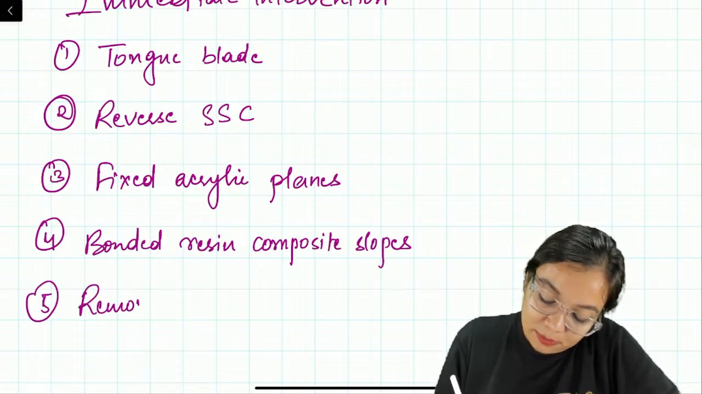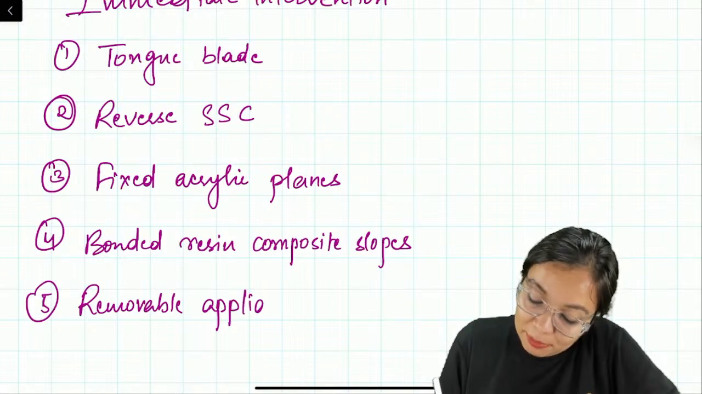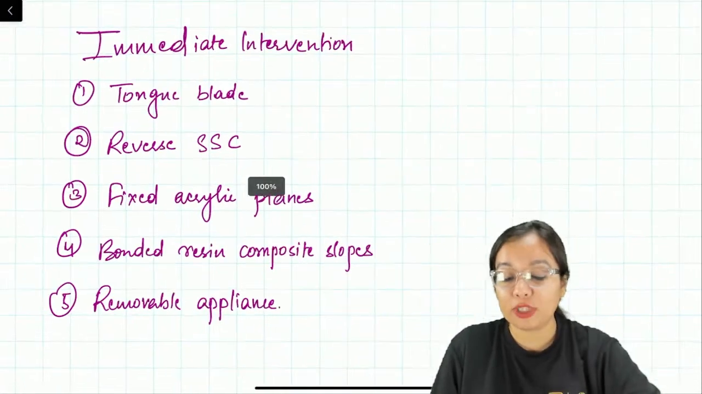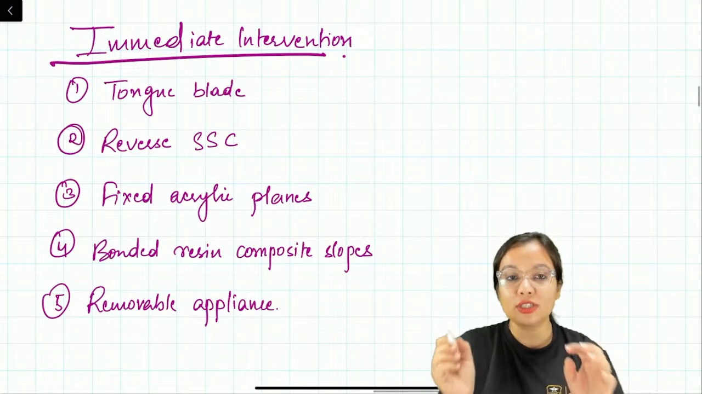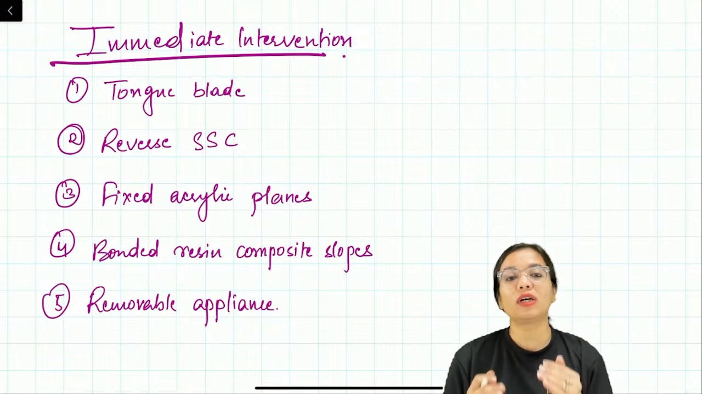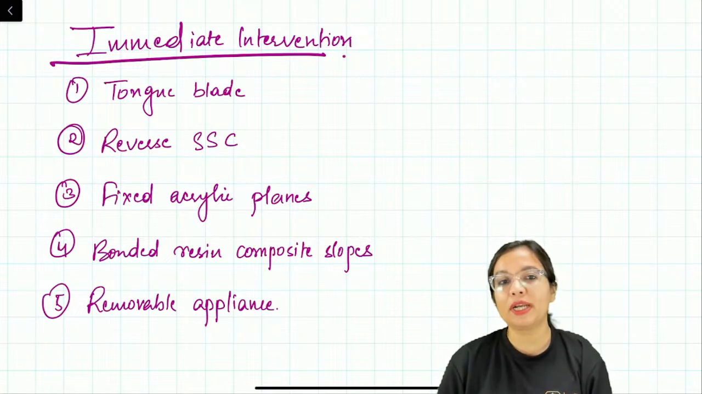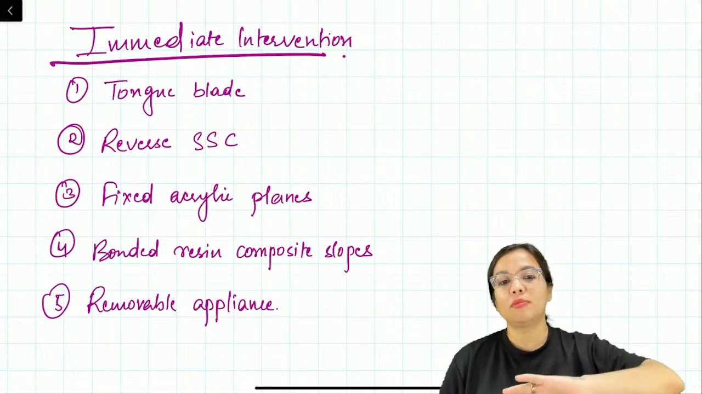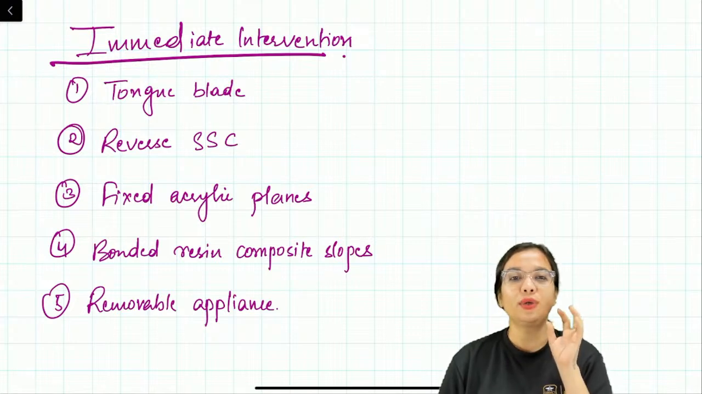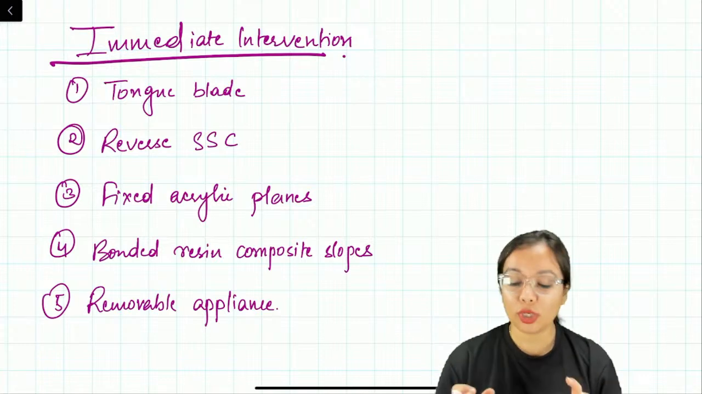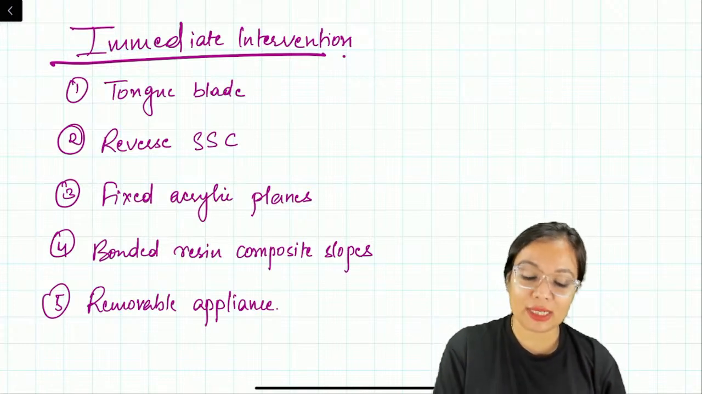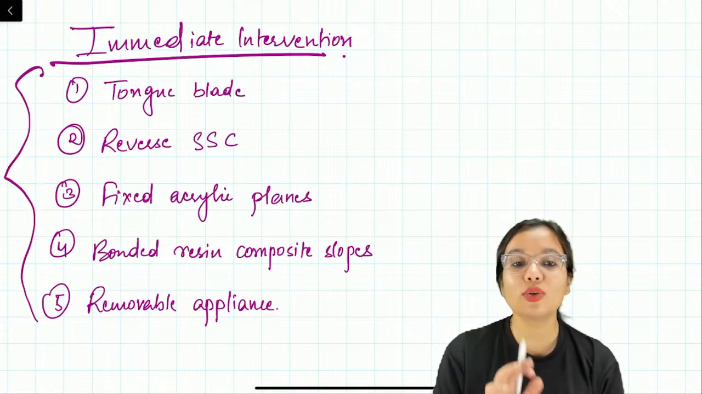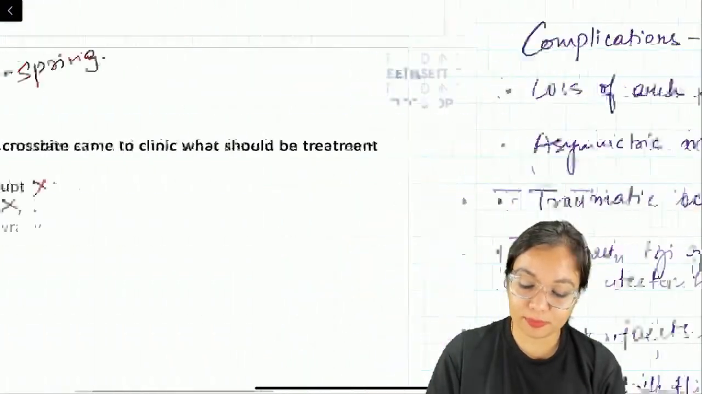Removable appliance can be used, but let's keep it as an option as and when the situation suggests. If the tooth is completely erupted and has an area where the arm of the Z spring can rest, then you can use the removable appliance. Otherwise there are so many other options.